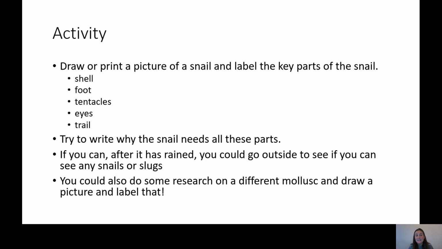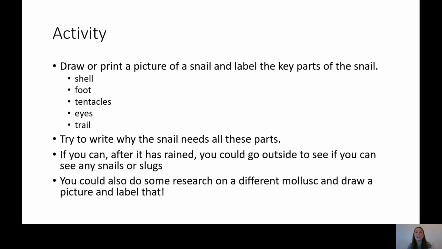If you can, with an adult, particularly after it's rained or if it's wet outside, you could go out and see if you could see any snails or slugs. And if you do, you could either take a photo or you could draw one that you have seen, which would be fantastic. You could also do some research on the computer or in a book on different mollusks, and you could draw a picture and label them as well.